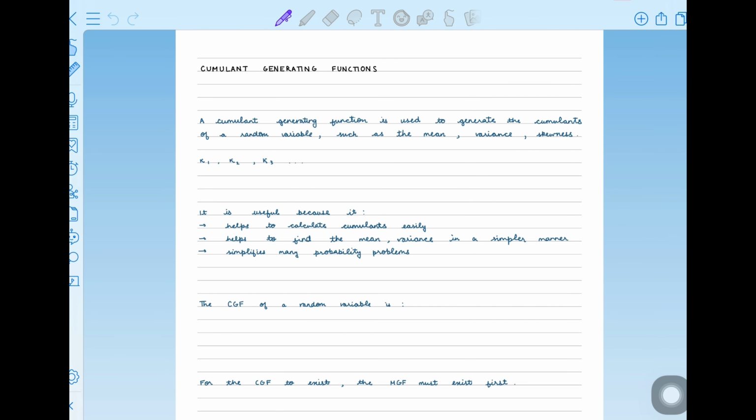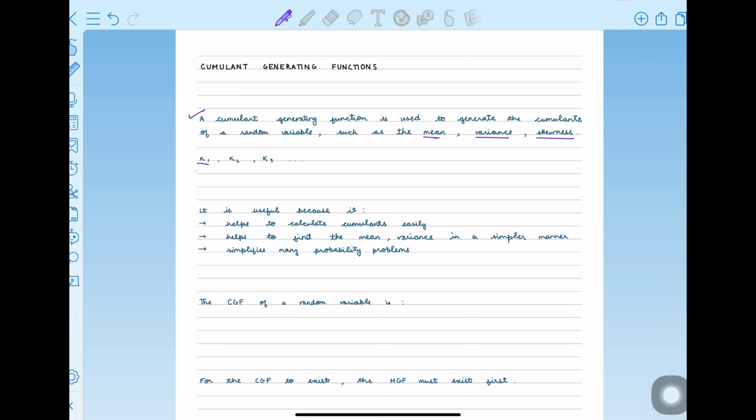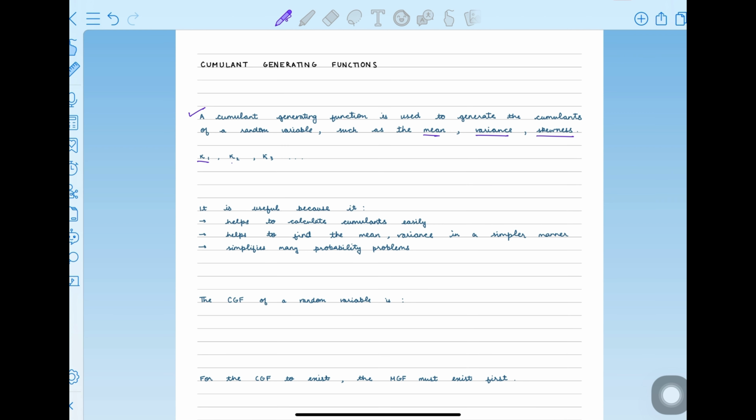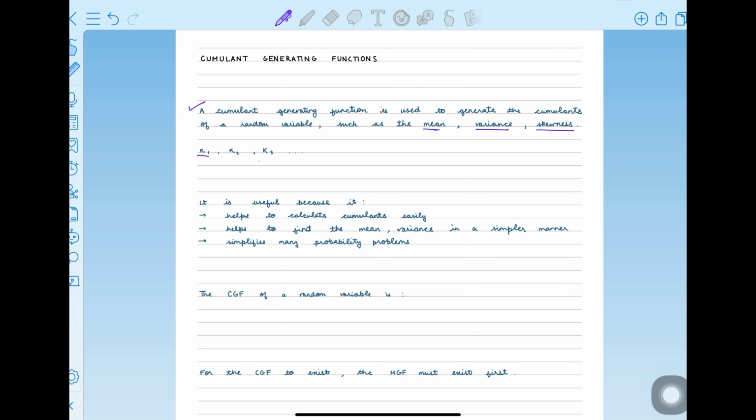Cumulant generating functions. A cumulant generating function is used to generate the cumulants of a random variable, such as the mean, variance, and skewness. This is represented using the Greek letter kappa. K1 is the first cumulant and it gives us the mean. K2 is the second cumulant and it gives us the variance. K3 is the third cumulant and it gives us the skewness. Therefore, cumulants provide another way of describing the distribution, just as moments do.